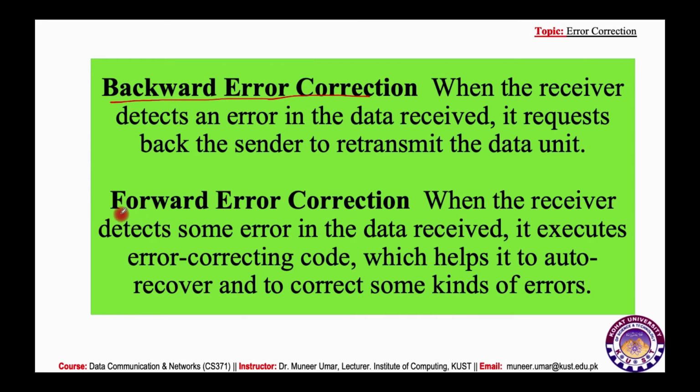Forward error correction at the receiving end without retransmission of data from the sender. When the receiver detects some error in the data received, it executes error correcting code, which helps it to auto recover and to correct some kinds of errors.